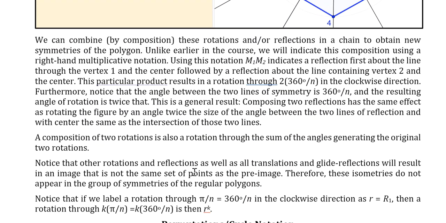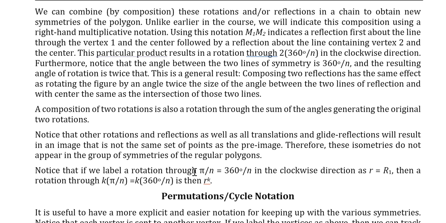Okay, now we can combine by composition these rotations and/or reflections that are symmetries in a chain to obtain new symmetries of the polygon. And unlike earlier in the course, I'm going to switch to a right-handed notation. We will indicate the composition using right-handed multiplicative notation. So in this we have mirror 1, mirror 2 in that order. It says do mirror 1 first, then mirror 2. This is a change from what I did earlier. Okay. And then this particular product results in a rotation.